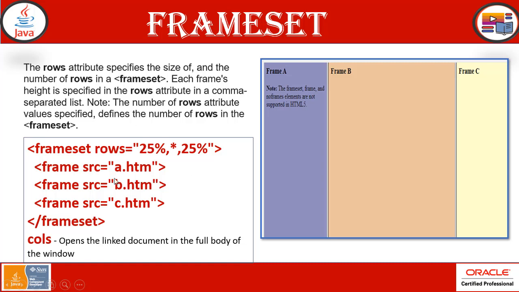Frame source. Now the next step is to mention the source, the HTML file where that content is coded. So A HTML can have your menus, B HTML can be divided into the commercial space, and C, and this is how we can design and organize your web page and make it more interactive and responsive.